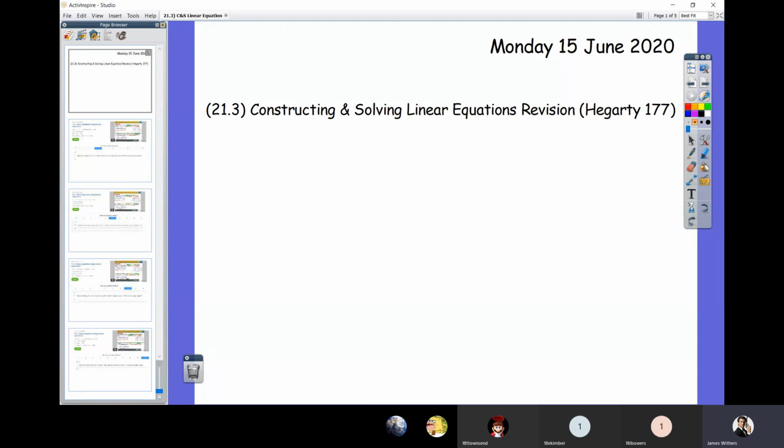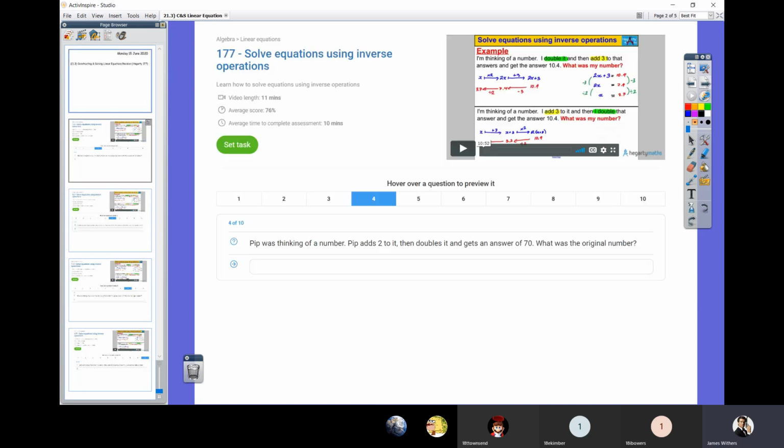With these problem solving questions, we're going to use algebra. First of all, we've got to construct the algebraic problem from the information we're given. And then secondly, we have to go and solve the question. So these are all quite similar. We've done similar ones before. It's going to be Hegarty 177, as you can see. I just want to model the various types of question that should come along. All of these are going to be thinking of a number, stuff happening to it, and trying to work out what that original number was.